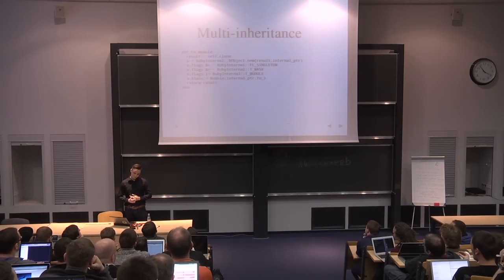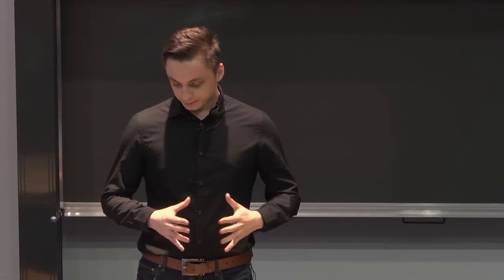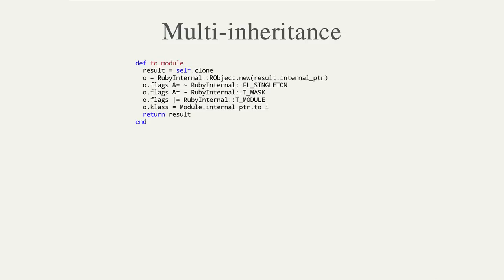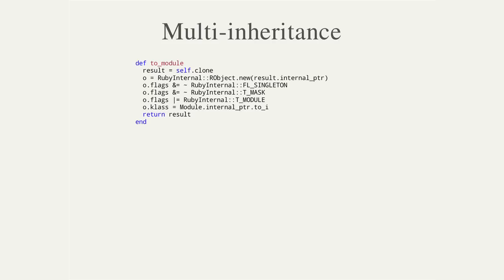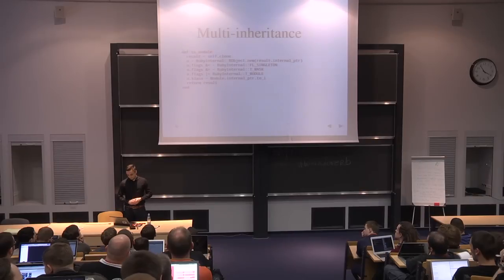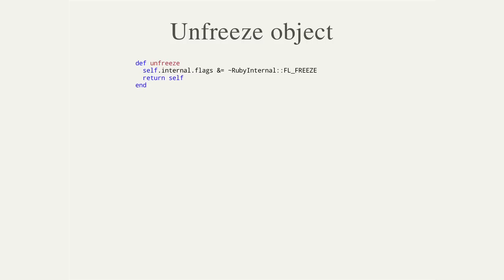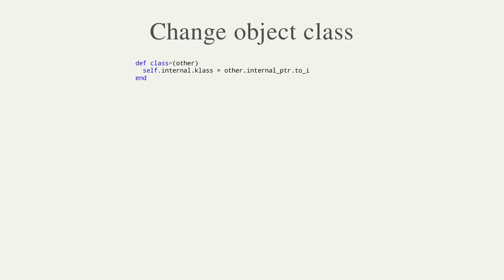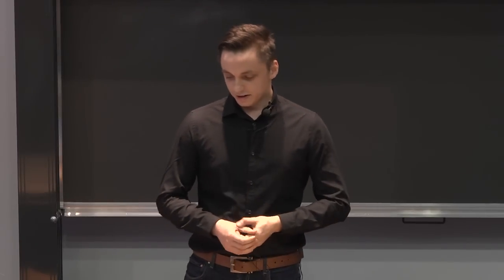So how can we make multi-inheritance? In this way, we cheat Ruby into thinking that this object is a new module, because a module is a singleton and has flags the same as a module, and the class of this object is pointing to the module singleton. We can unfreeze an object. This is just the opposite of freeze. And change the class of an object. We just change the pointer of the class, and Ruby thinks this is an object of another class.